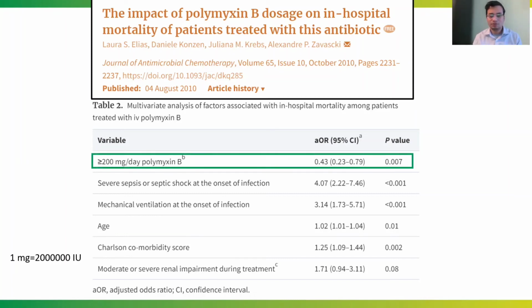Polymyxin B in a dose of 200 mg per day and above was associated with significantly lower mortality, but 200 mg means 20 lakh units. This dose had a higher risk of severe renal impairment. So you have to look for other risk factors in such patients who may develop renal dysfunction, apart from using polymyxin B in larger doses of more than 200 mg per day.